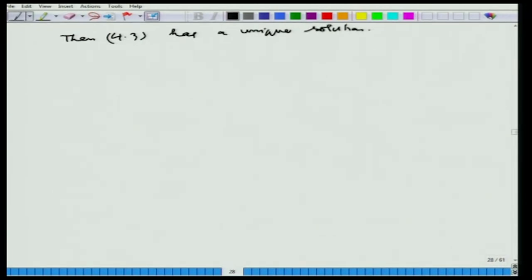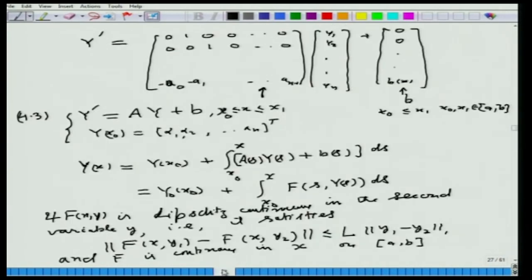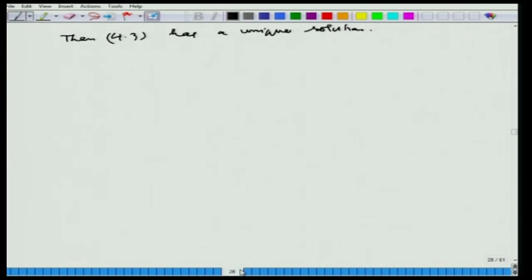This 4.3 is actually an initial value problem, because here this is the initial point, and from this point the solution should evolve satisfying this equation. So, that is what is called the initial value problem. So, this has a unique solution. So, we have to verify only that this f(x, y) here, in this case, is A(x) y plus b(x). So, we have to check only the Lipschitz continuity.